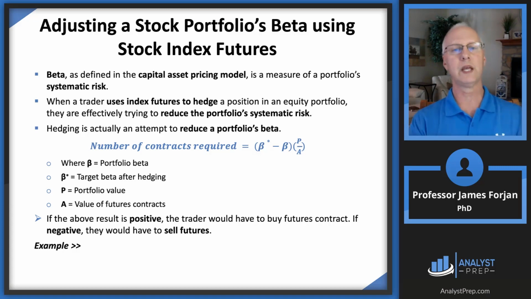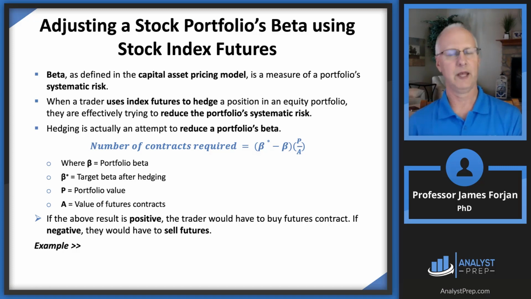So what we can do is use an index futures contract to hedge that portfolio and reduce the size of the losses if in fact stock prices fall. All right, so here's the scenario. Let's suppose that we have this portfolio and what we want to do is reduce our beta from some number down to some smaller number.